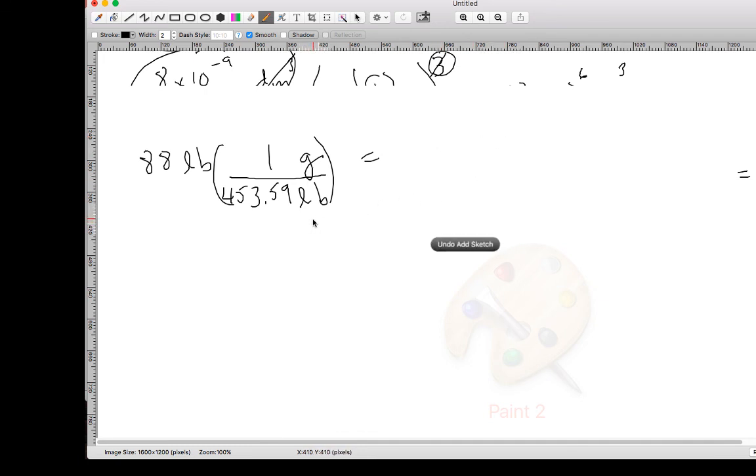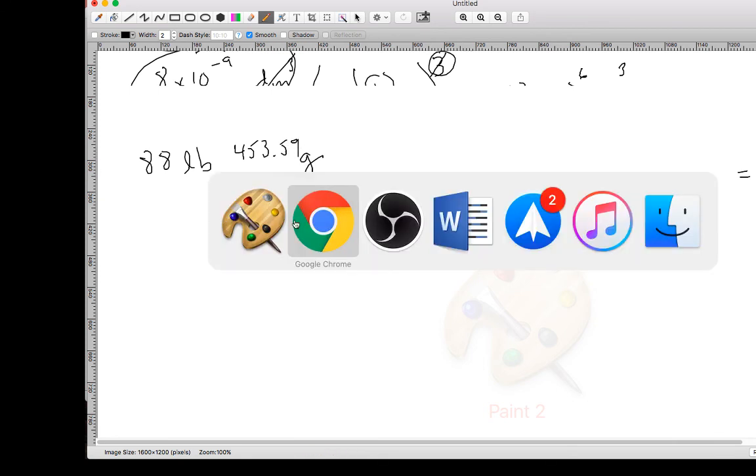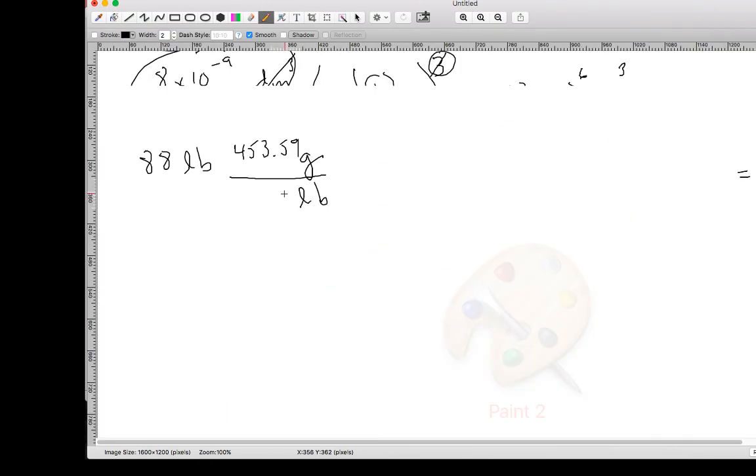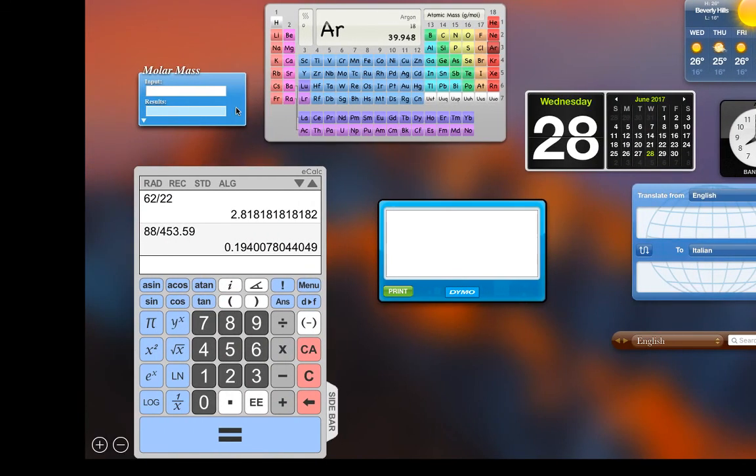In fact, I did do something wrong. I put the 453.59 in the wrong spot. It goes up here. Why? As you saw, 453.59 grams are in 1 pound, not the other way around. So it's 88 times 453.59. That's 39915.92.